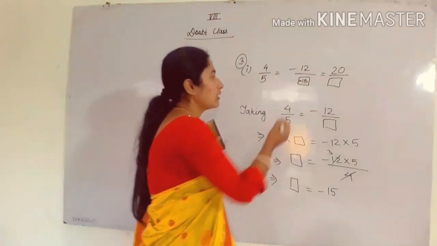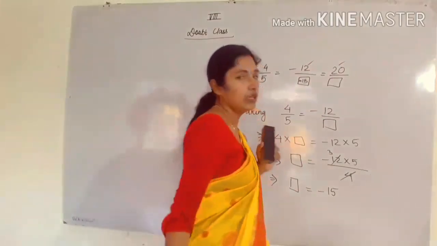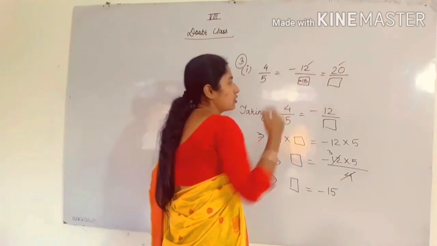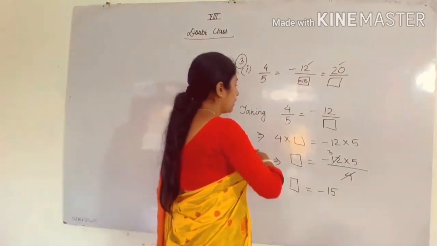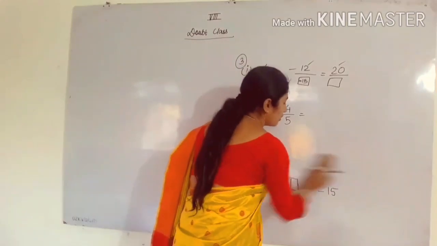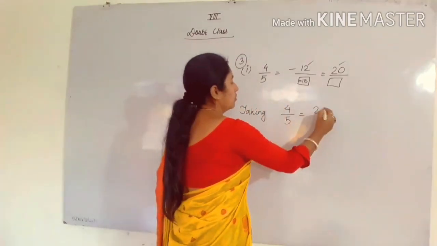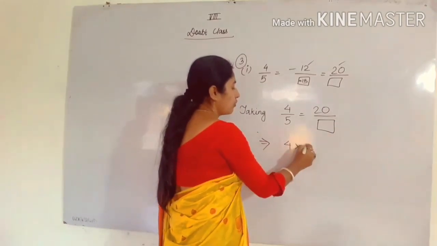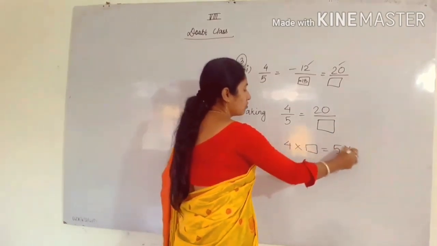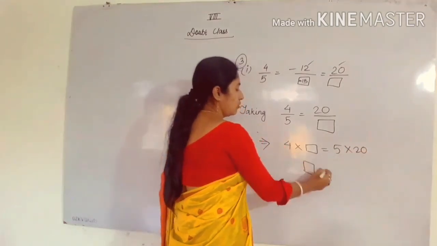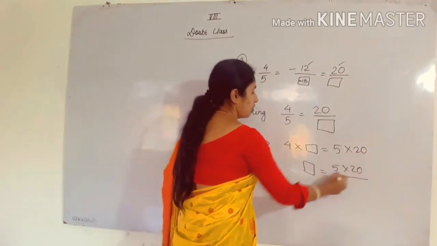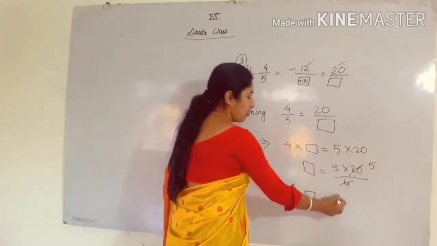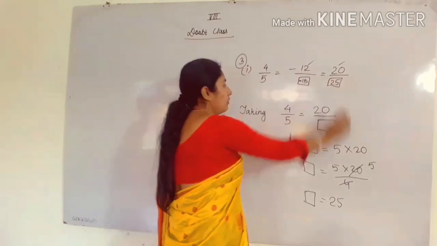Similarly, you can take these two ratios, or you can take the first and third ratio also. So I am taking the first and third ratio. You can take the second and third ratio also, you will get the same answer again. So 4 into box is equal to 5 into 20. So box is equal to 5 into 20 by 4. If we cancel, we will get the value of box as 25.